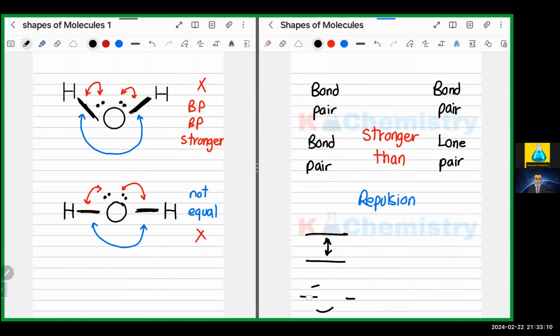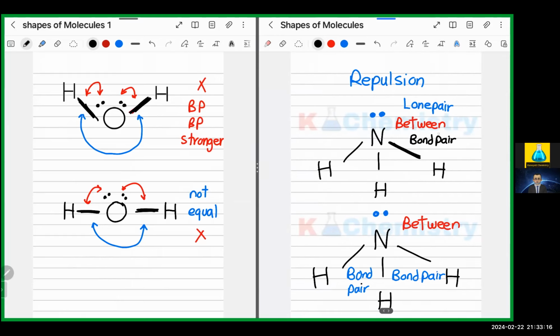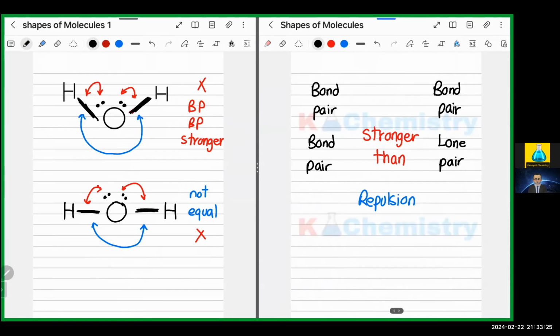And there is another type of repulsion that can happen between this lone pair of electrons and the bond pair. Let's see the example here. There is a repulsion between the blue and the black, and repulsion between this black and the other black. So let's know that the repulsion between the bond pair and the lone pair is stronger than the repulsion between the bond pair and bond pair. This will force the molecule to take a certain shape to minimize the repulsion.